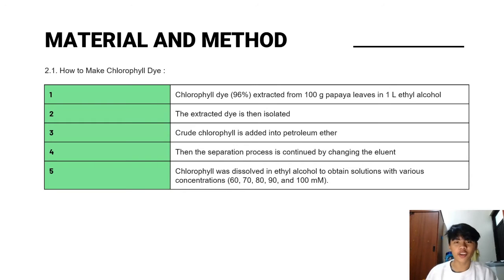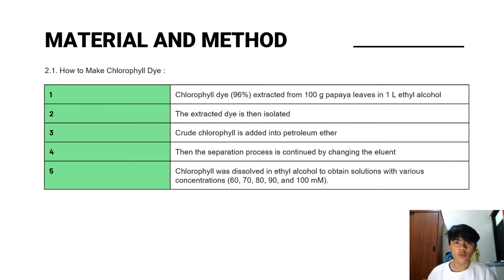Part 2, Material and Method. 2.1, How to make chlorophyll dye. So the first step is chlorophyll dye extracted from 100 gram papaya leaves in 1 liter ethyl alcohol. The papaya leaves were added into 1 liter ethyl alcohol and heated at 70 Celsius for 3 hours. Separation of the solution was carried out using a Buchner funnel with a single Whatman number 42 filter paper.